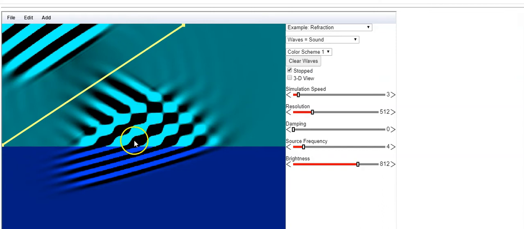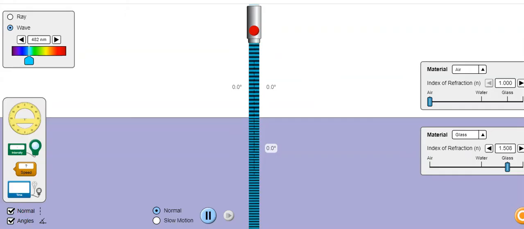These black original crests and troughs are parallel to the source. But these crests and troughs in the new material are no longer parallel. They've slowed down and bent backwards or away from the normal. It's often very difficult to see this concept explained with water waves. We can also show it with light waves.